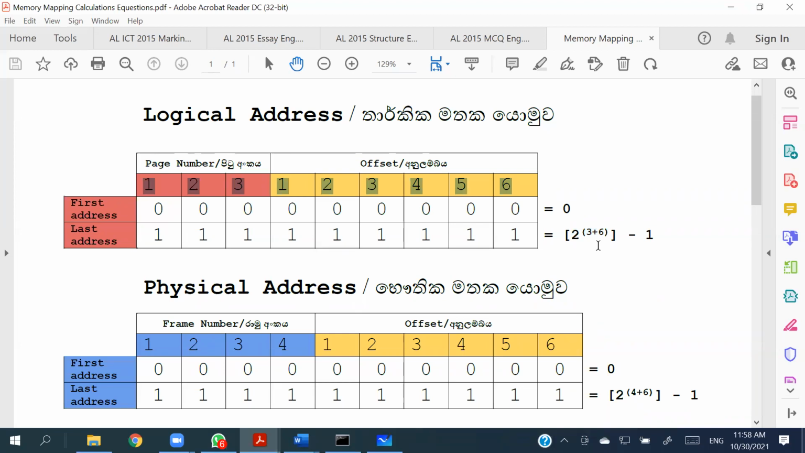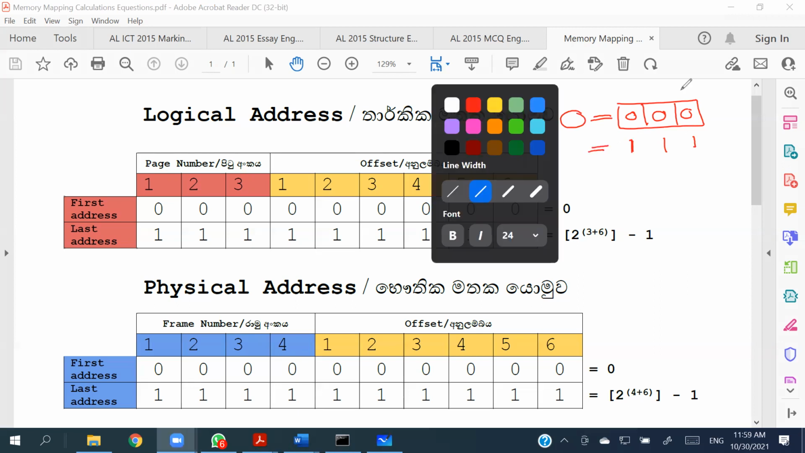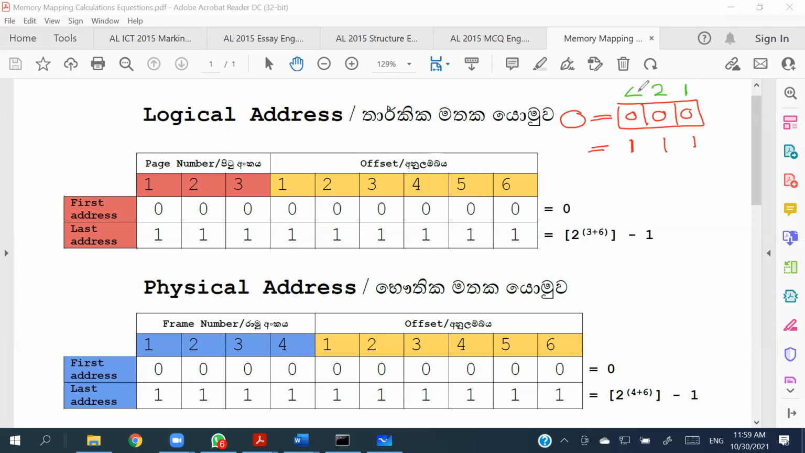Now I'll explain why such a calculation is used. Think about a very small address, let's say a 3-bit address. The smallest value that it can take is 0, and the largest value that it can take is three ones. So all zeros will indicate 0 in decimal. All ones, what will it indicate? This binary value has the place values 1, 2, and 4. So all ones indicate 7. We can write 7 as 2 to the power 3 minus 1. These 3 indicate the number of bits in the address.